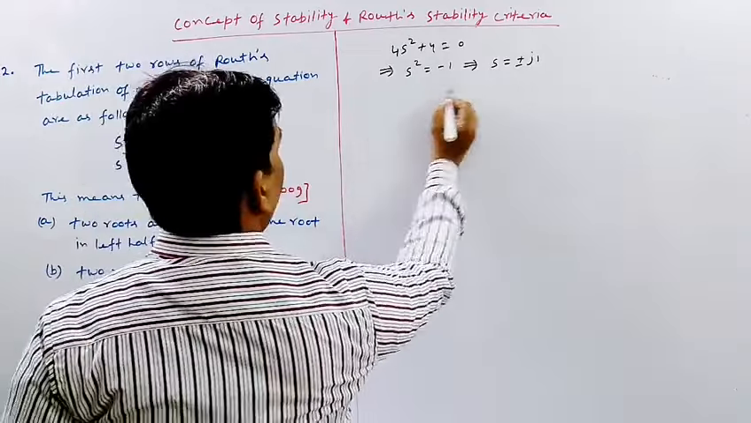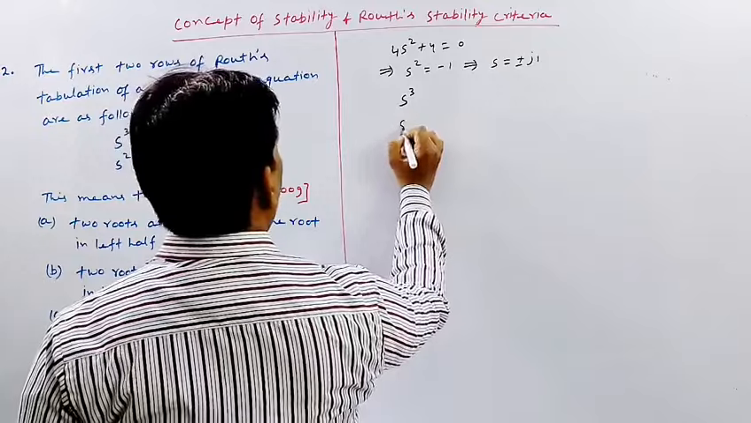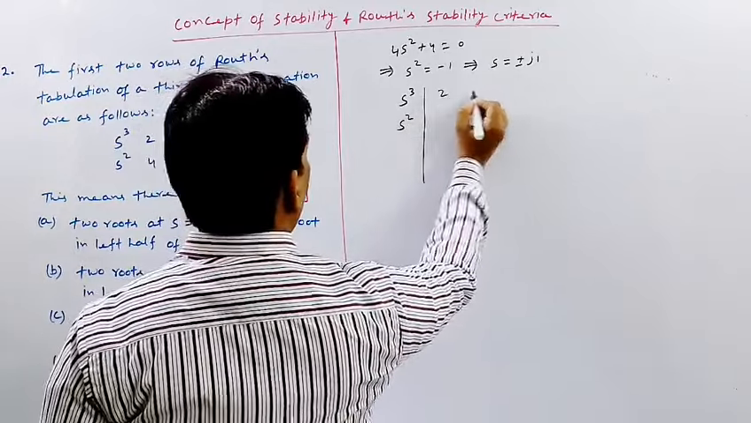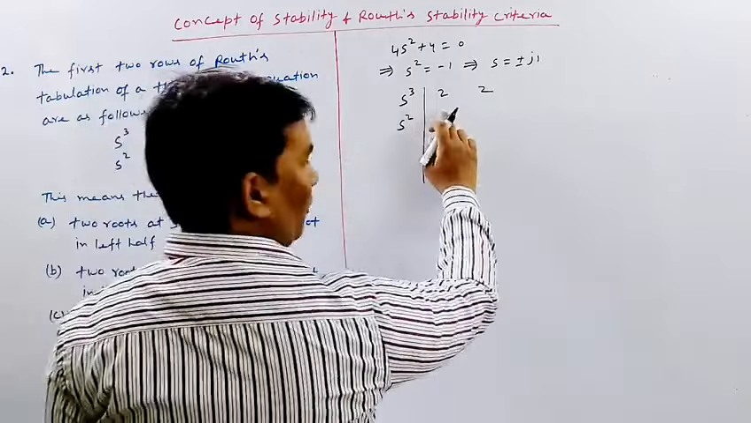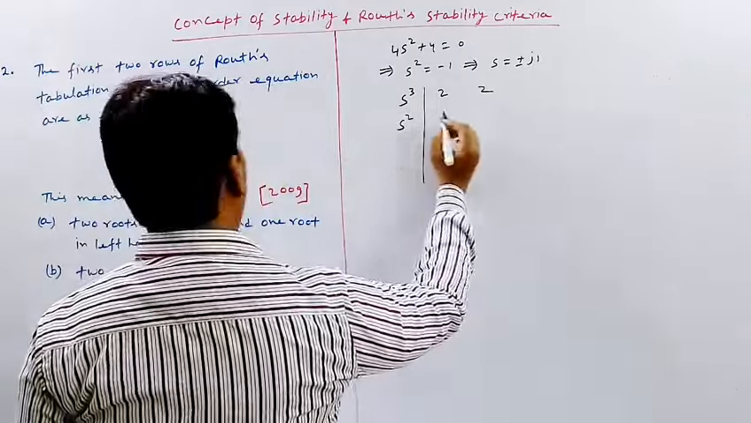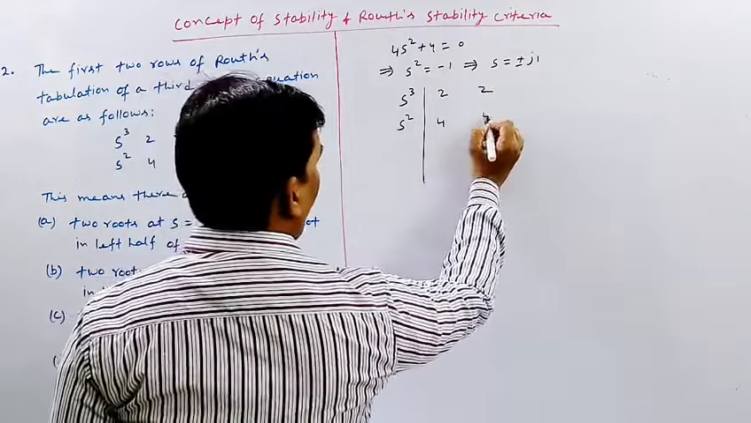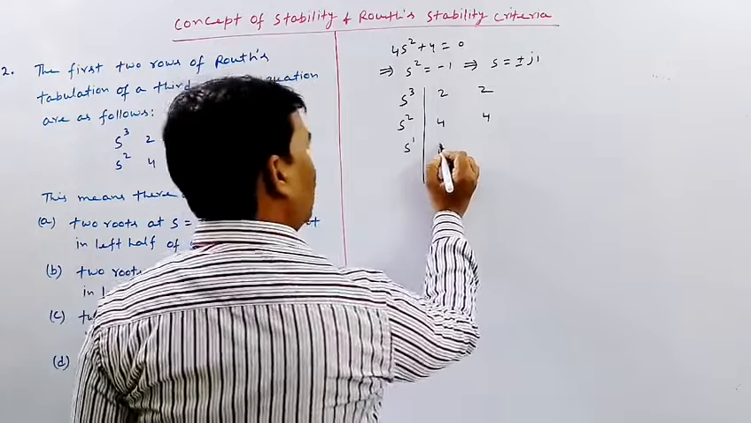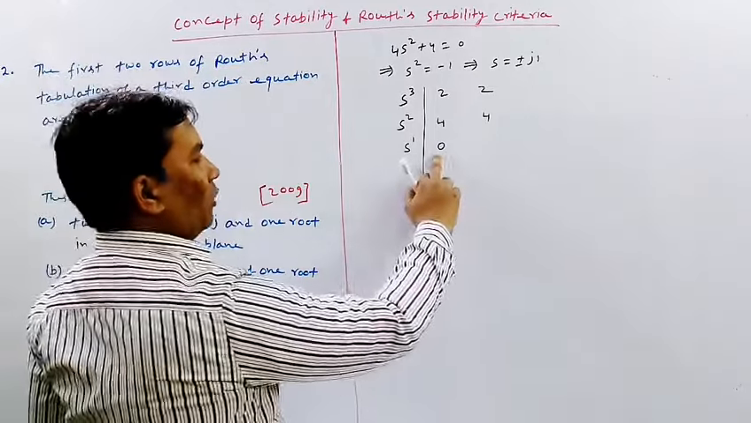Previously it was s cube, s square, and the terms in the row s cube were 2, and the terms in row s square were 4, and s1 was becoming 0. So we don't have to write s1 equal to 0.